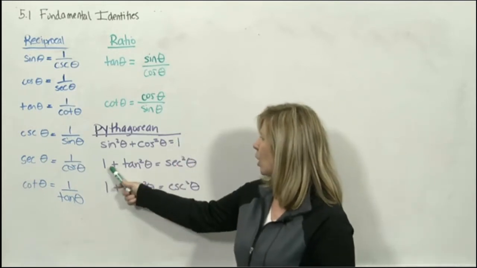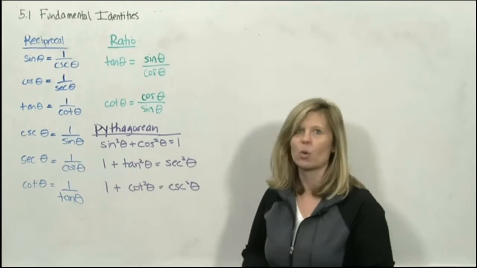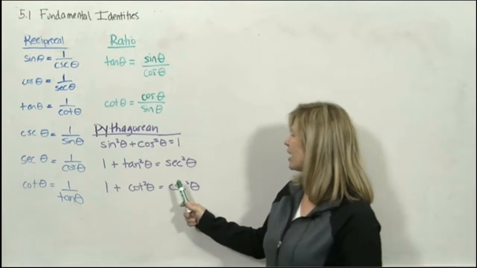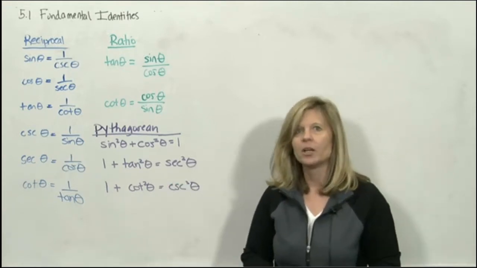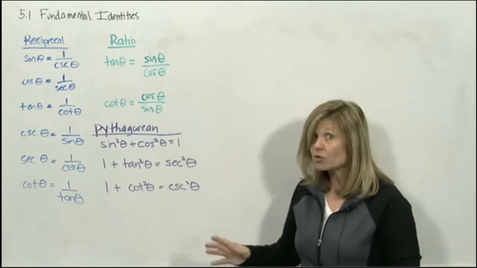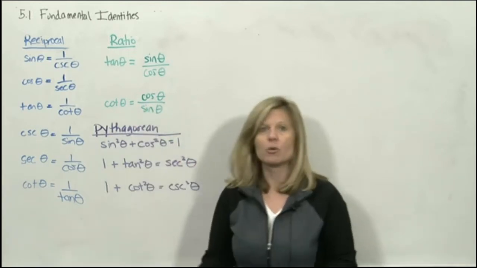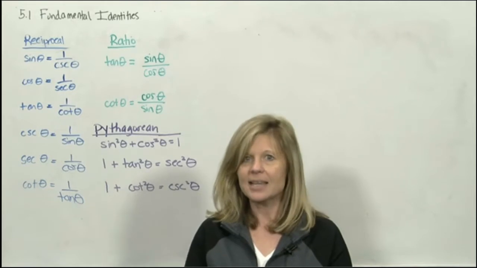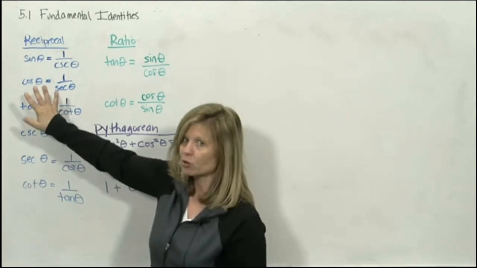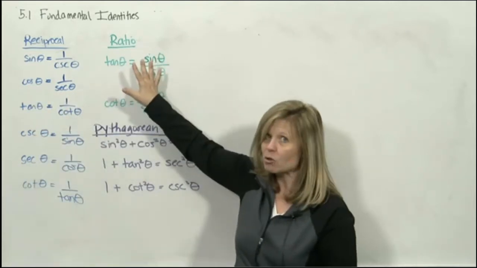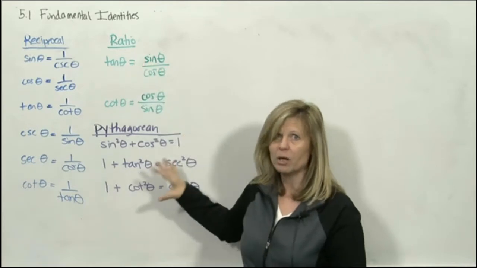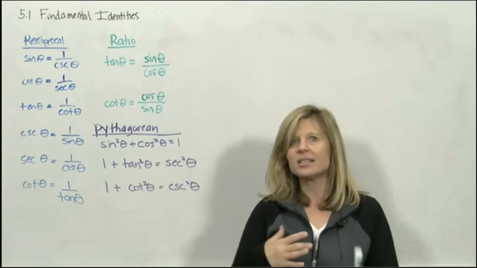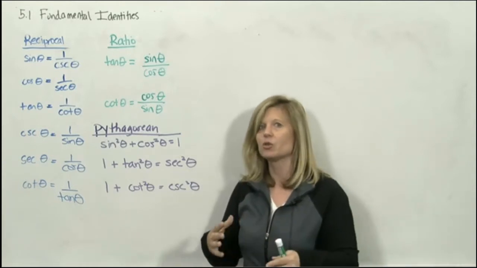The second one is 1 plus tangent squared theta equals secant squared theta. And the last Pythagorean is 1 plus cotangent squared theta equals cosecant squared theta. So first things first, these are all identities, because no matter what angle you pick for theta, it will always balance. Secondly, you knew the reciprocals already. You knew the ratios already. These are the only 3, the Pythagorean, that you have to memorize. Now, in this section, we're going to work with these identities 2 different ways.